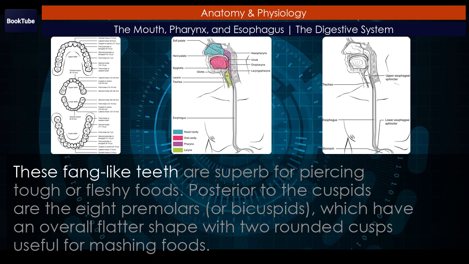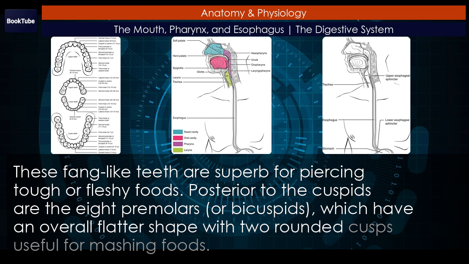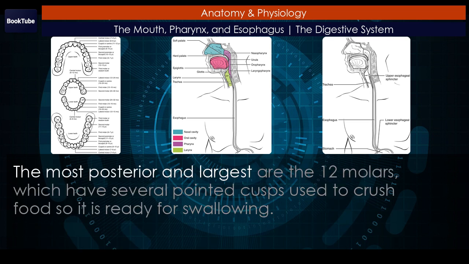These fang-like teeth are superb for piercing tough or fleshy foods. Posterior to the cuspids are the 8 premolars, or bicuspids, which have an overall flatter shape with 2 rounded cusps useful for mashing foods. The most posterior and largest are the 12 molars, which have several pointed cusps used to crush food so it is ready for swallowing.